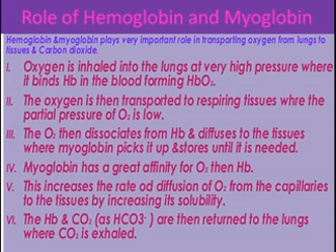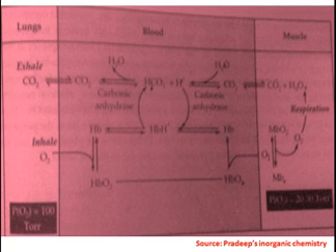So this is the basic phenomenon of how the hemoglobin picks up the oxygen from the lungs, where the partial pressure is high, and how the myoglobin picks up the oxygen from the tissues, where the partial pressure is low, and why this mechanism is occurring. So this lies behind the whole role of myoglobin and hemoglobin.